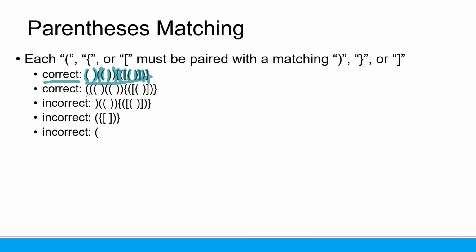And you can see also this one, whether it is correct or not. And you need to create your algorithm. How to make this algorithm? So let's say this is incorrect because it starts with the closing. This is incorrect because the placement is not appropriate. And then this is incorrect because there is no closing. Then how can we make this algorithm?